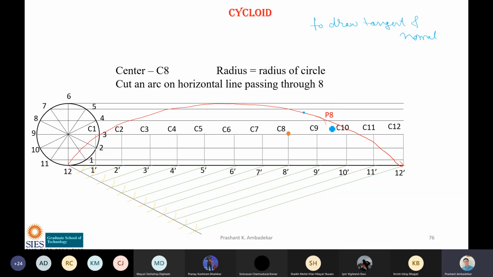This can be given in a way like this. So draw a tangent and normal to the curve at a distance of, say, 35. So the question given will be like this: draw tangent and normal to the curve at a distance of 35 mm from the, what is this called as? This is called as directing line.